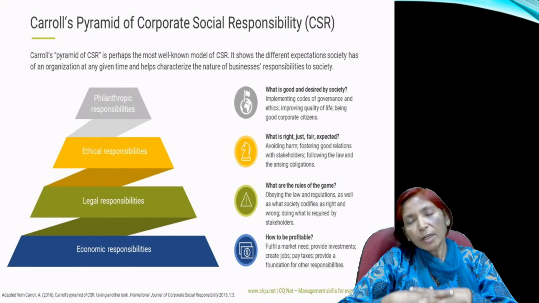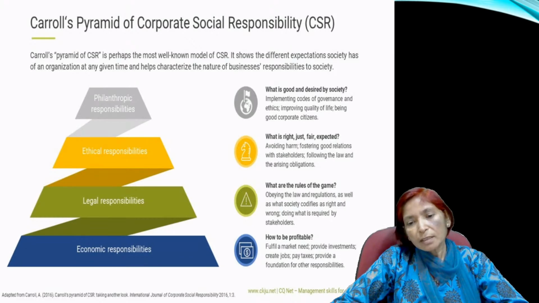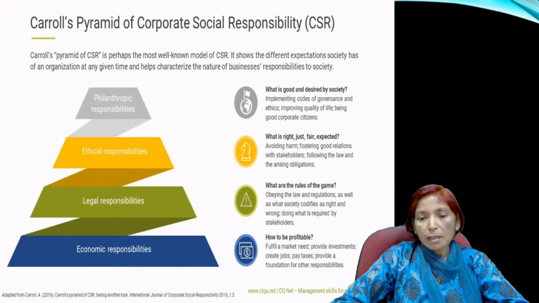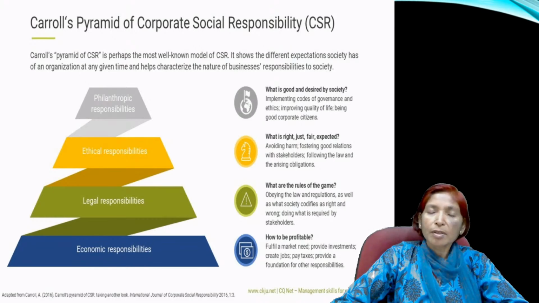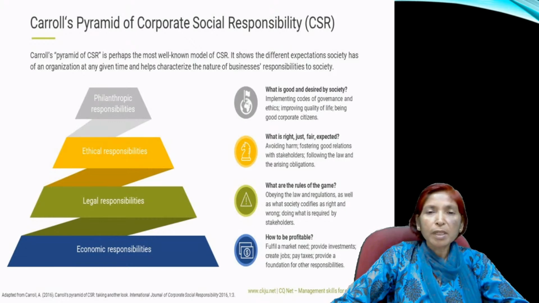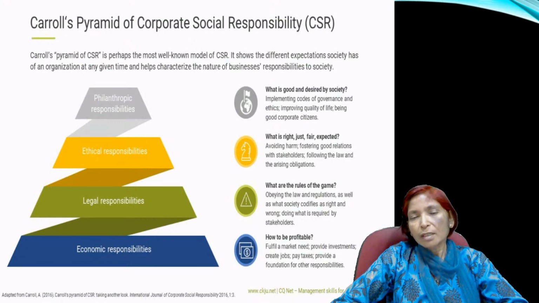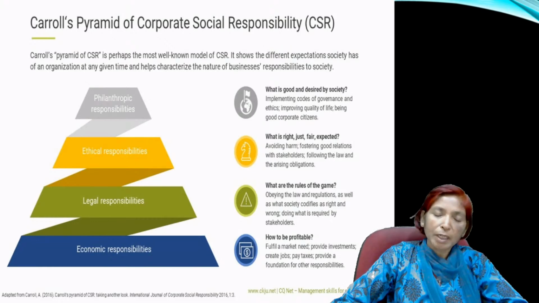And how to be profitable? Fulfill a market need, provide investment, create jobs, pay taxes, and have transparency and no corruption, providing a foundation for other responsibilities. This means a company will be in a profitable condition if it does these duties very honestly and fulfills its whole responsibilities towards the whole community.